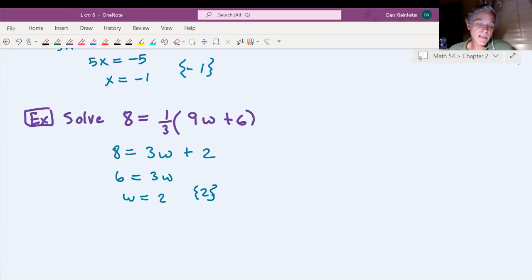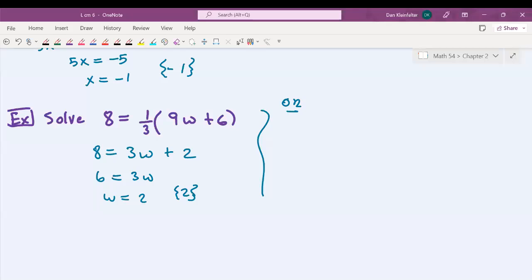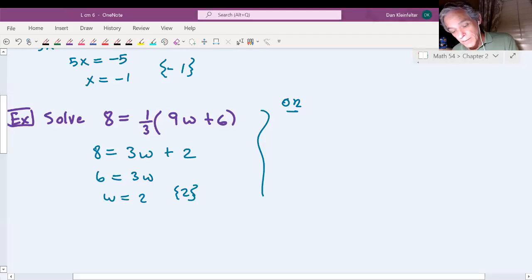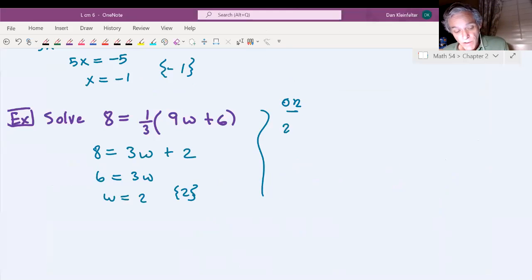So on this one, it wasn't really a necessary step to multiply both sides by 3. I lost track of where I was at. Sorry. If we do decide to multiply both sides by 3, we'll have 24 equals 9w plus 6. And so then subtracting 6 from both sides, we'll have 18 equals 9w. And so then w is 2. Okay, so it works out about the same in this case.